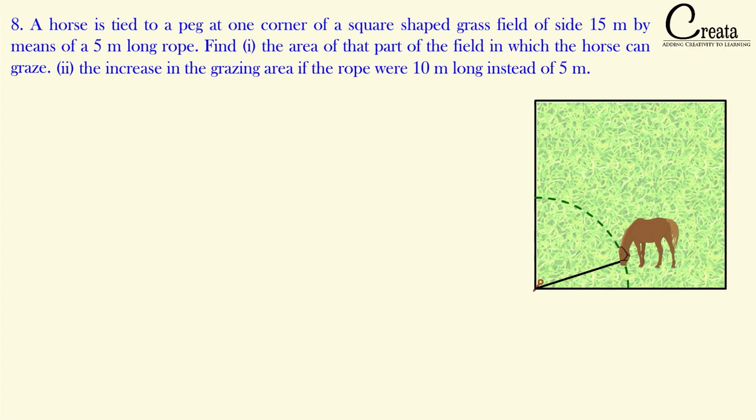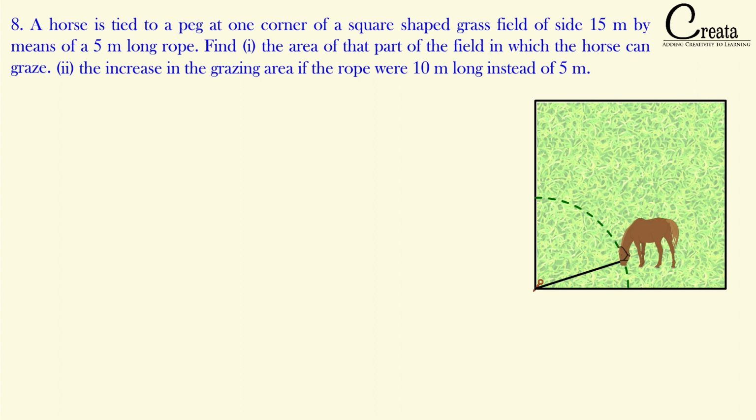A horse is tied to a peg at one corner of a square-shaped grass field of side 15 meter by means of a 5 meter long rope. Find, two parts are given. First part, the area of that part of the field in which the horse can graze. Second, the increase in the grazing area if the rope were 10 meter long instead of 5 meter. So a practical sort of question, an interesting question.